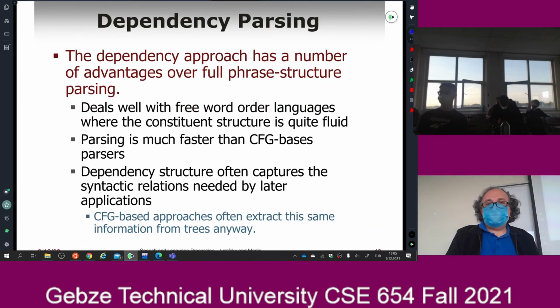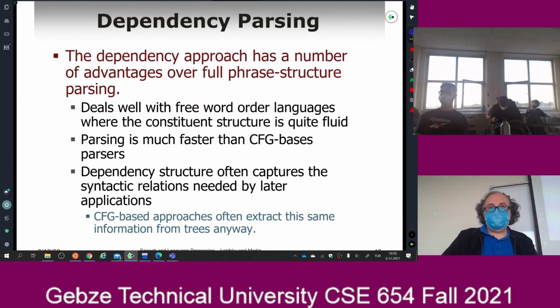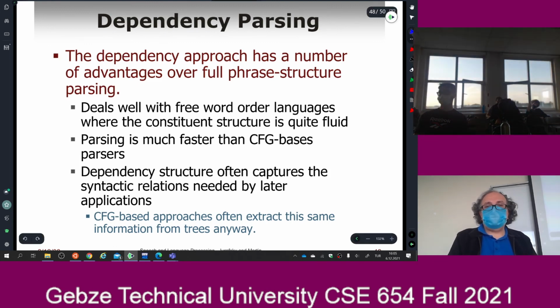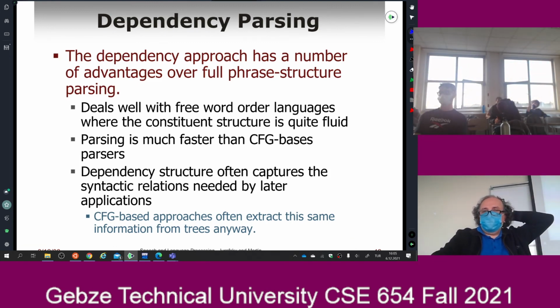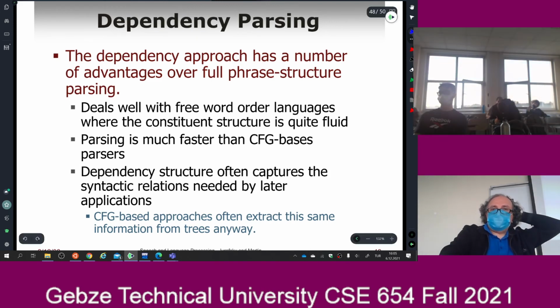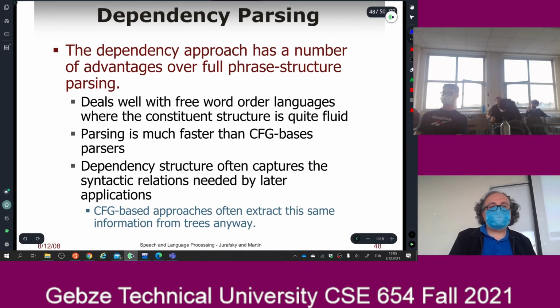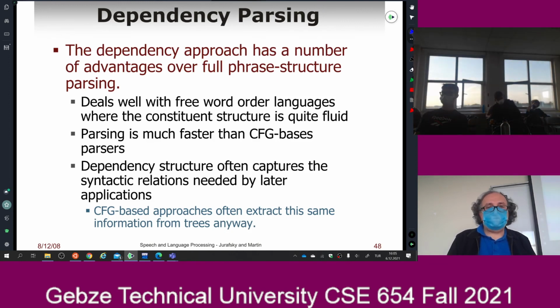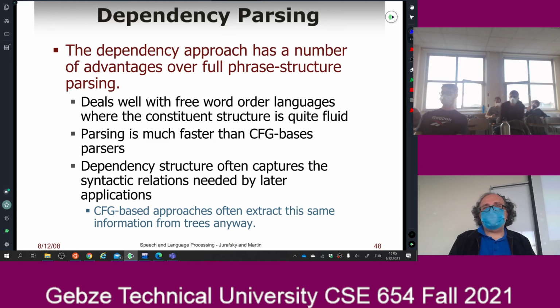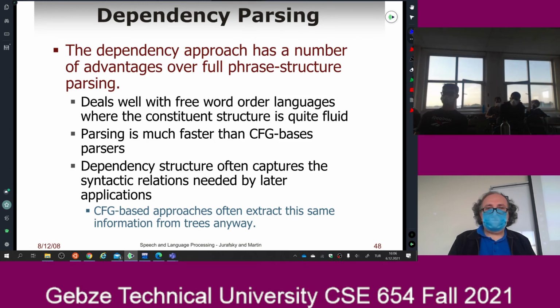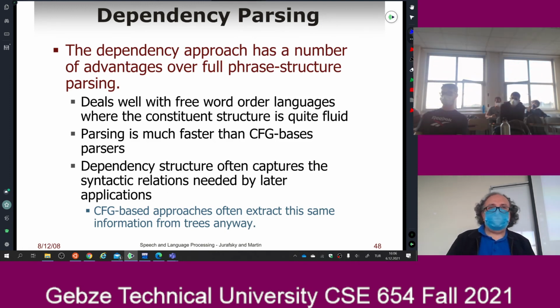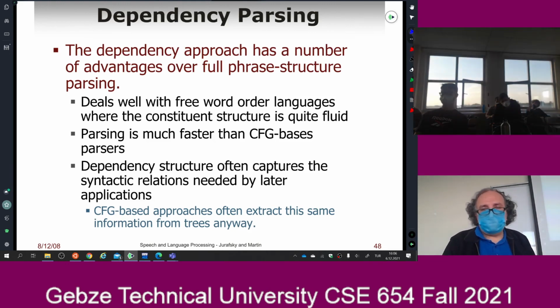So the dependency approach has a number of advantages. It deals with free word order languages, quite fluid. Parsing is much faster than with context-free grammars. And dependency structure often captures the syntactic relationships needed by later applications such as translation and question answering, etc. So we don't have to come up with a complete context-free parse tree for a language to do useful stuff. It's a parse tree, but the dependency parse tree usually is the way to go for some languages like Turkish.